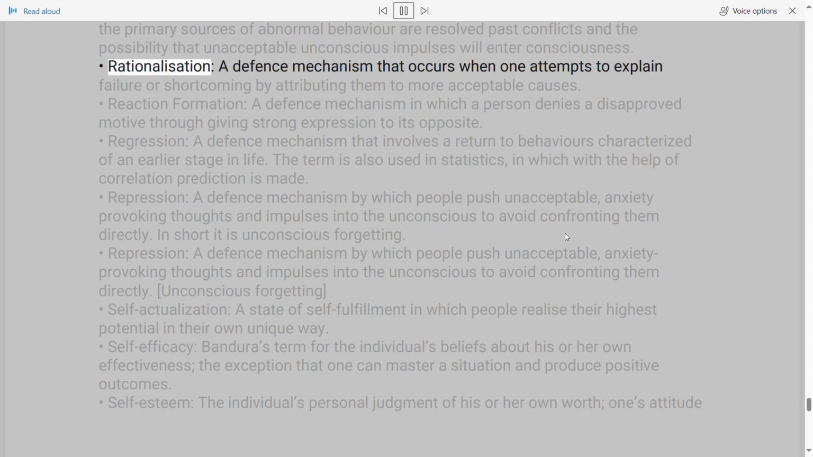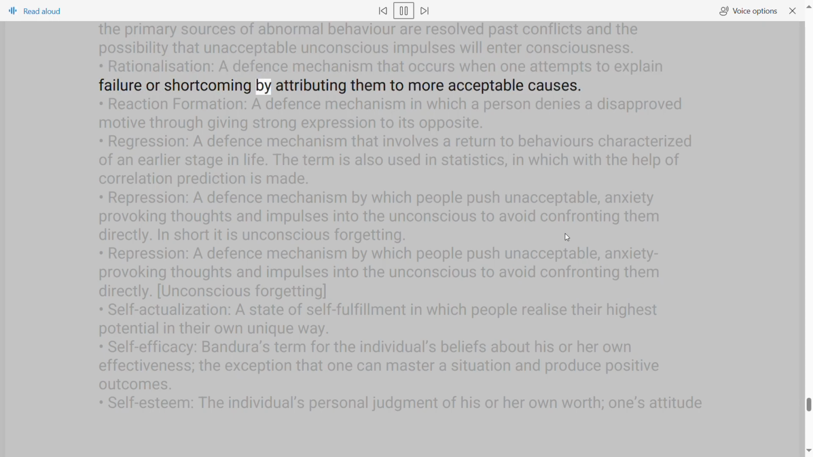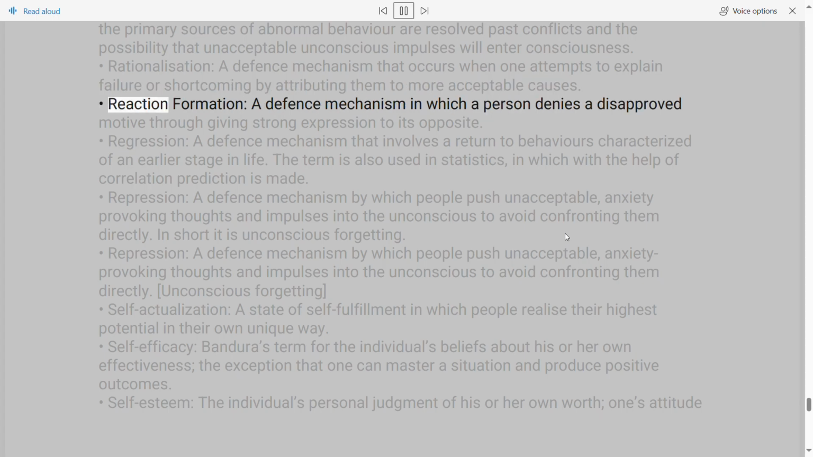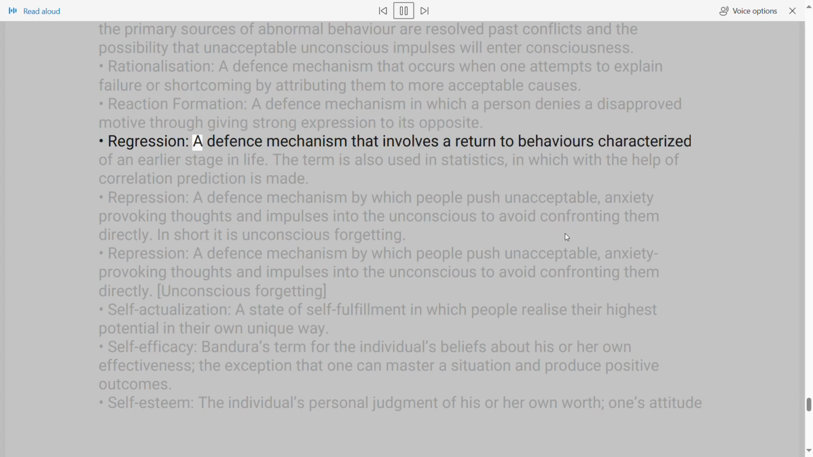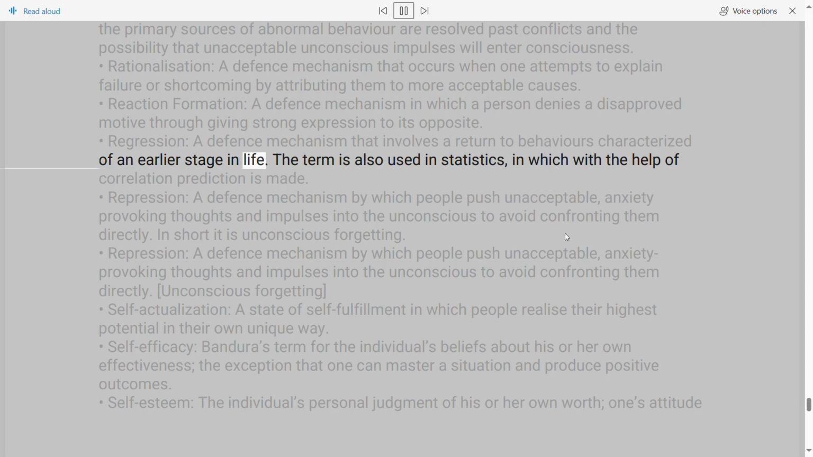Rationalization, a defense mechanism that occurs when one attempts to explain failure or shortcomings by attributing them to more acceptable causes. Reaction formation, a defense mechanism in which a person denies a disapproved motive through giving strong expression to its opposite. Regression, a defense mechanism that involves a return to behaviors characteristic of an earlier stage in life.